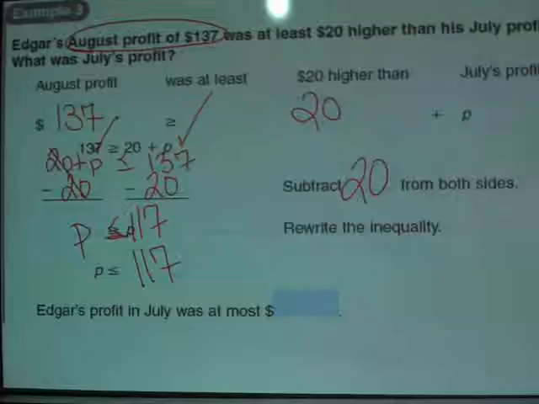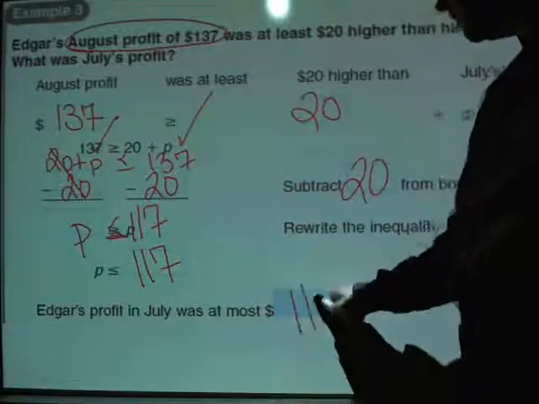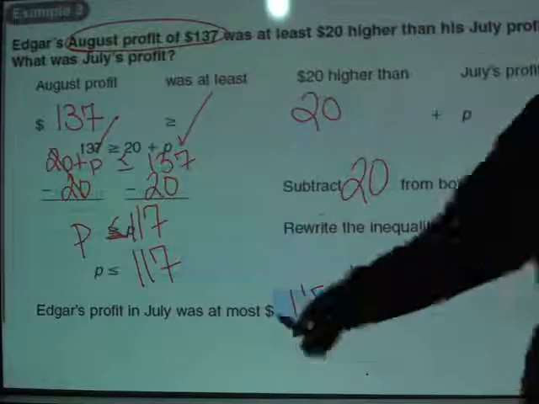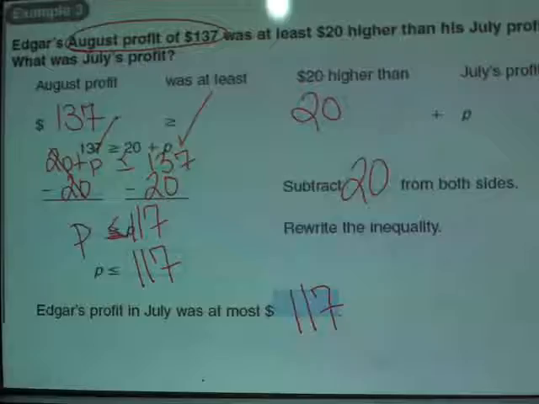So what does this mean in context? It was $20 higher than July's profit, which means his profit in July would have been at most $117 or some figure less. Remember, that's what this inequality would imply. With p less than or equal to 117, it's exactly 117 or it's some amount smaller.